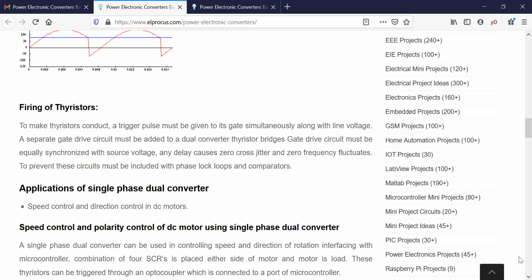So when we are talking about the application where we are using this, we are using this single phase dual converter to control the speed and to control the direction also in the case of a DC motor.